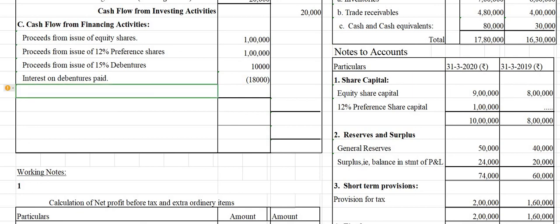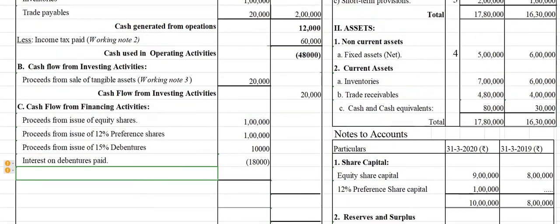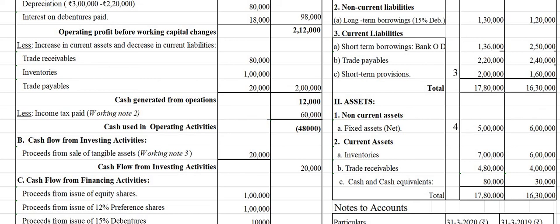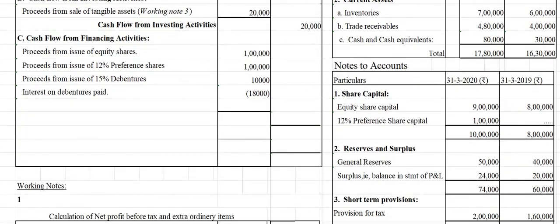Okay. Then next, another financing item is, here it is given short-term borrowing, but it is bank overdraft. Bank overdraft, last year 2,50,000 was there, this year it became 1,36,000. That means some of the bank overdraft was paid back. So decrease in bank overdraft, 1,14,000 should be taken. Okay.